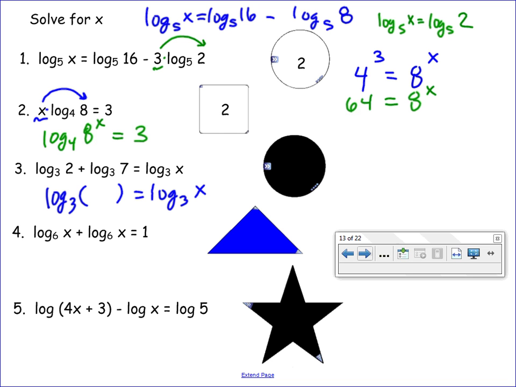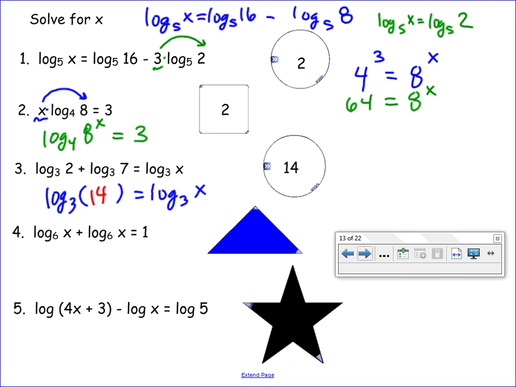Right, what's it going to be? Katie and Marina? 14. Raise your hand if you have 14. 14 is correct. I condense the sum of individual logs as a log of a product of their inputs, and so 2 times 7 is 14. And now I can utilize the one-to-one property. The only way for log base 3 of L to equal log base 3 of M is if L equals M. That's the only way it's possible. And so I know that x must be 14.